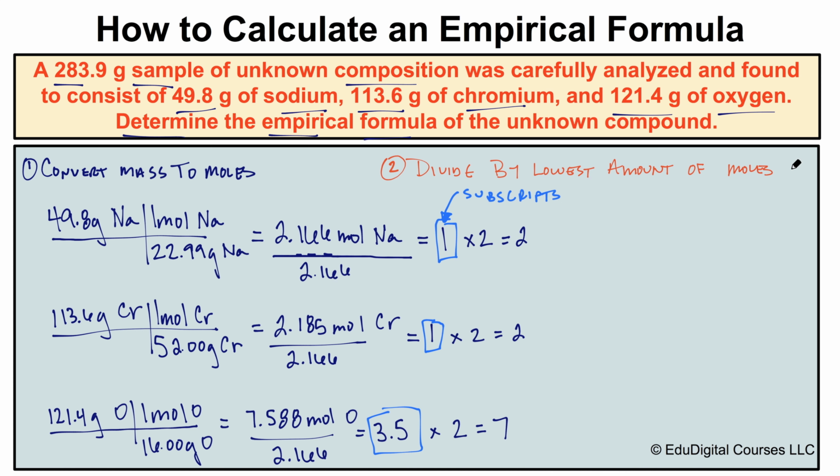So what is the empirical formula of this compound? Well, let's take a look. We have Na2, we have Cr2, and we have O7. So it looks like our empirical formula here is going to be sodium dichromate.